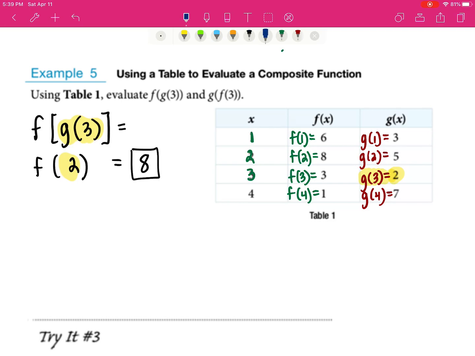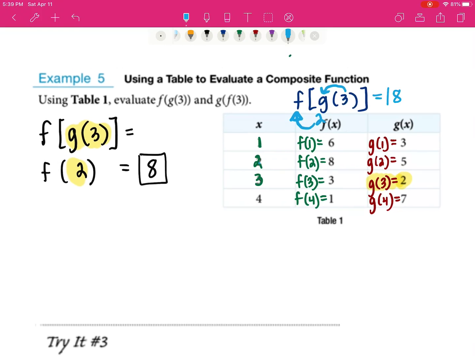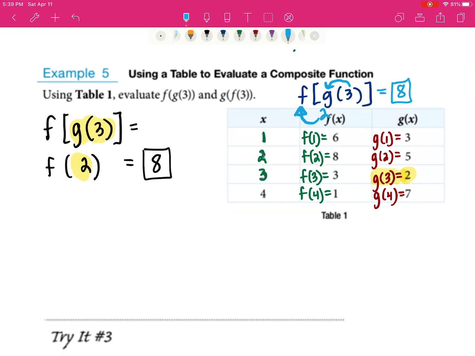Another way that I like to write this is to use arrows. I might say I'm going to put a 3 into the g function, and when I put a 3 into the g function, I get a 2 out. Then I'm going to take that 2 and put it into the f function, and when I put a 2 into the f function, I get an 8 out. So sometimes I write it with arrows, sometimes I write it the way I did on the left. It's really up to you, whatever you're comfortable with and whatever makes sense for you.